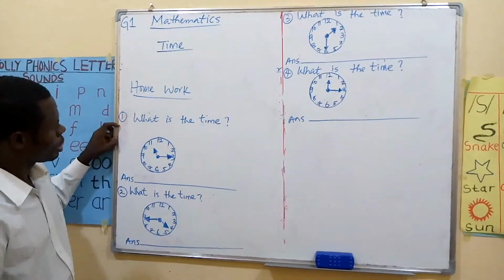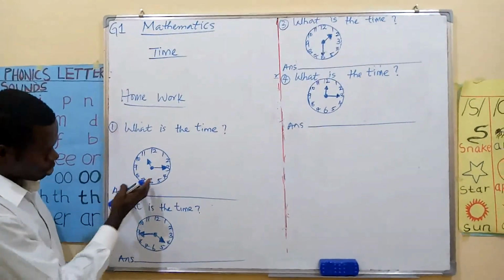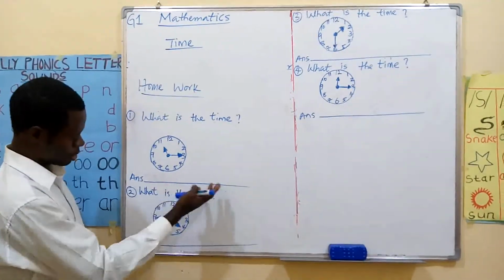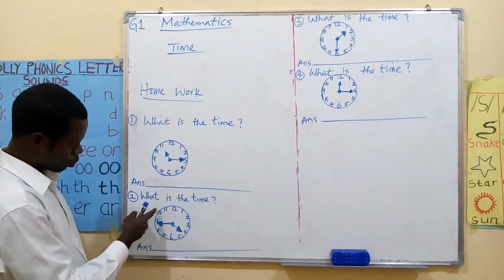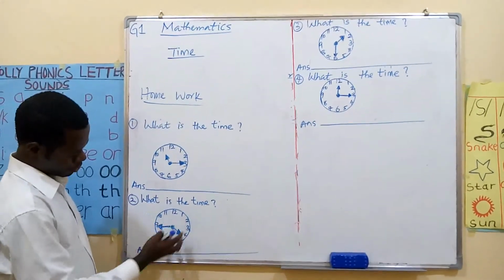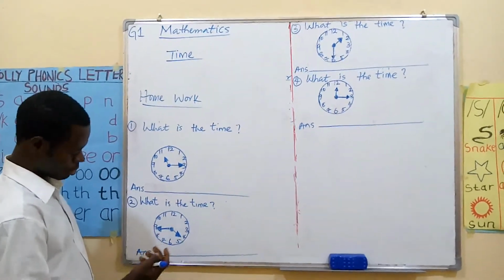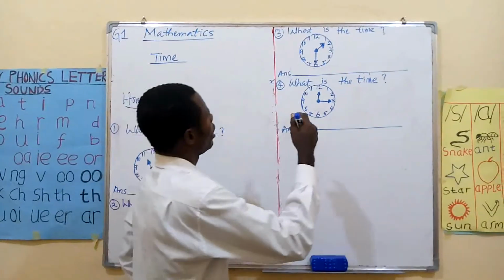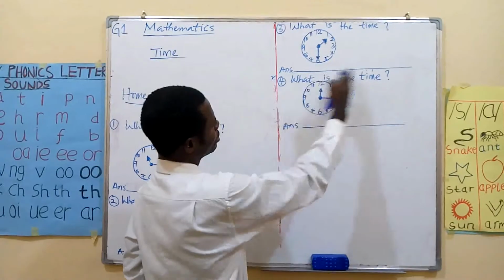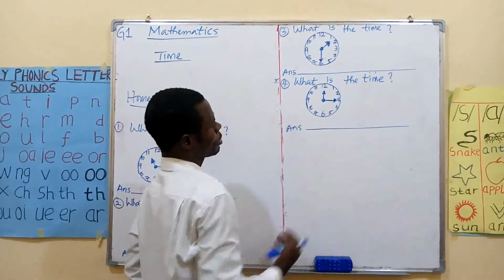Number 1, what is the time? All you need to do is look at the face of the clock here and tell me the time. You fill in the answer here. And then number 2, what is the time? You do the same thing, observe the face of this clock, look at the long hand and the short hand and tell me what the time is. And then number 3, what is the time? Tell me what the time is. Also number 4, what is the time?